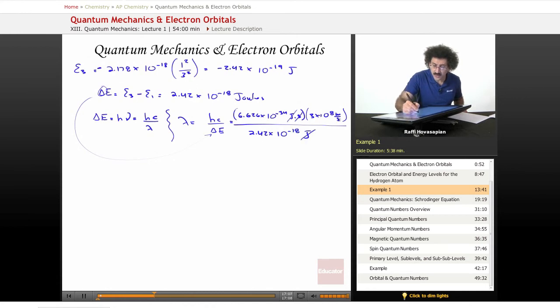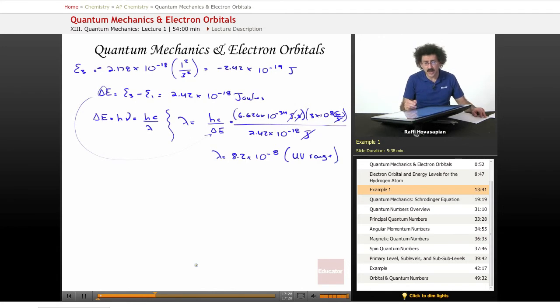Joules goes with joules, second goes with second. We're left with meters, so it confirms it, and our wavelength is going to be 8.2 times 10 to the negative 8. This is in the ultraviolet range. This means that if I want to excite the electron in a hydrogen atom from level 1, the ground state, to level 3, I have to hit it with some ultraviolet light.